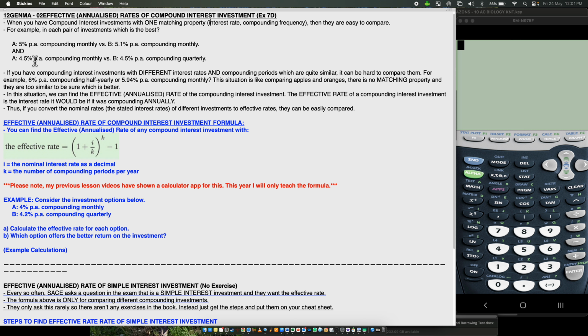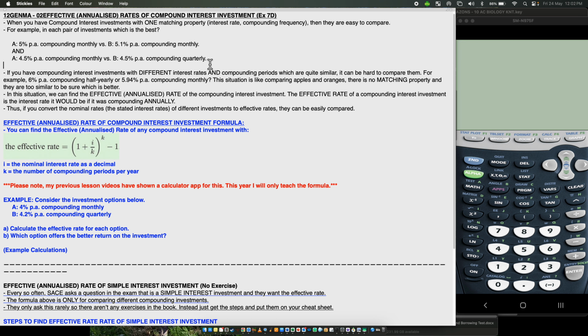For example, is it going to be easy to determine which of these investments is going to be better out of A or B? Which is going to be better, 5% compounding monthly or 5.1% compounding monthly? If you were going to put your money in the bank, what would you prefer? Which one? Yep. Why is that easy to compare? Because they have matching compounding periods.